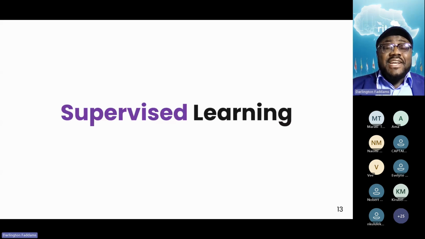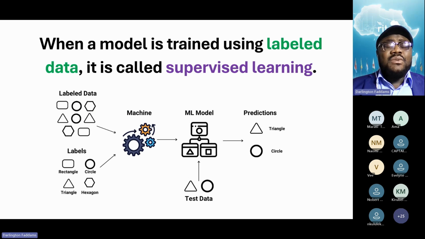We talked about supervised learning, where a model is trained using labeled data. With supervised learning, you need to provide labeled data to the model, or you train it with labeled data. For example, the data you feed to the model, the goal of the model is to achieve a certain prediction.